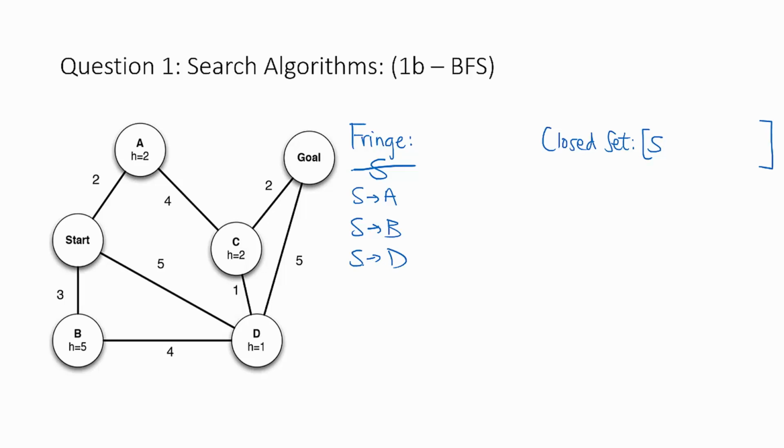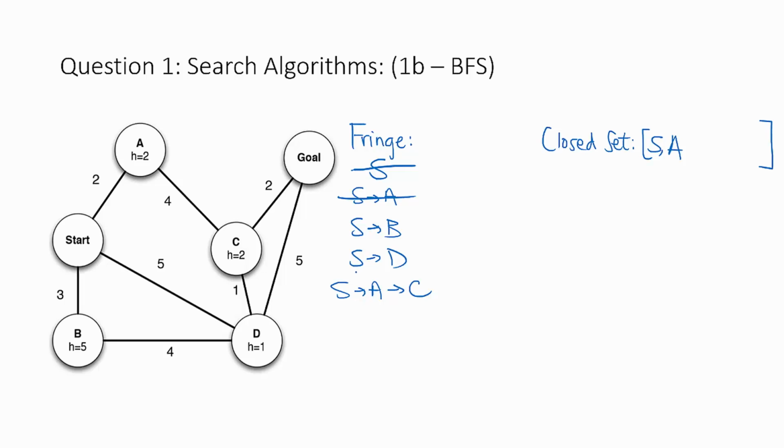Breadth first search prefers shallow paths, but the remaining 3 paths on the fringe are equally as shallow because they're all in depth 1. So we'll have to break ties. S to A is what we'll choose because A comes first in the alphabet. We'll put A on the closed set, and we'll look at what S to A's successors are. S to A's successors are S to A to C and S to A to S, but I'm only going to put S to A to C on the fringe.